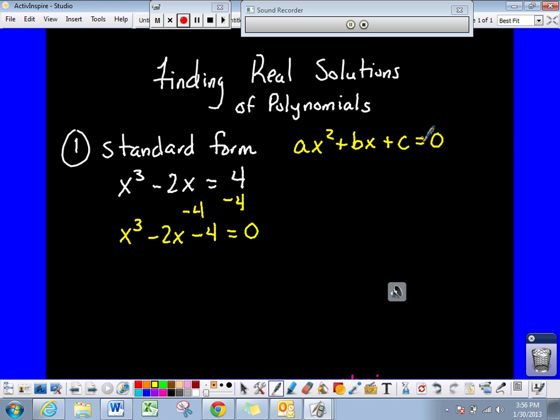Once we have it in standard form, then we want to factor. So when we're factoring, remember you have to take into account GCF, difference of squares, trinomial, difference of cubes, sum of cubes, grouping, all the types of factoring that we've done. And then you factor. Okay? Then the last thing you want to do is use the zero property.